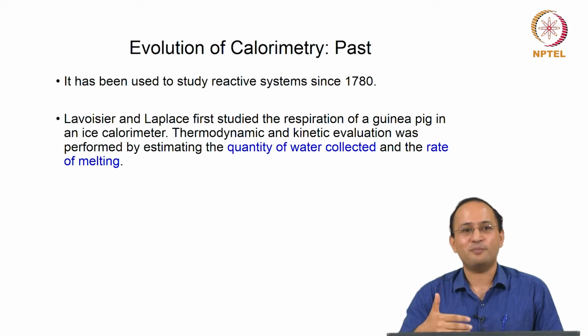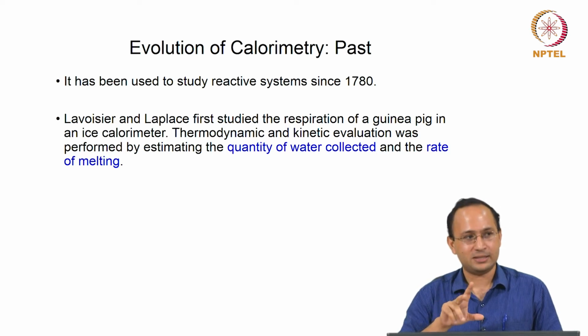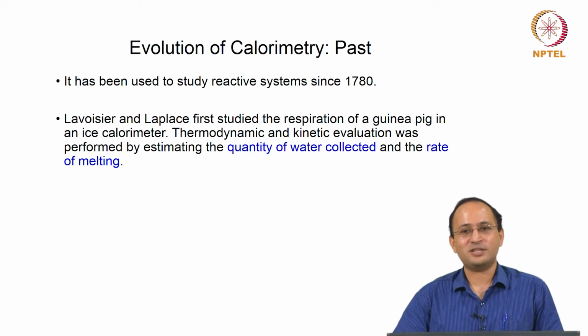Also the rate of melting. Try to understand two things: one is the amount of water which is formed through melting, and also the rate of melting, very important. So that was the ice calorimeter these people used. Basically they were just measuring water. Obviously you need a good balance.